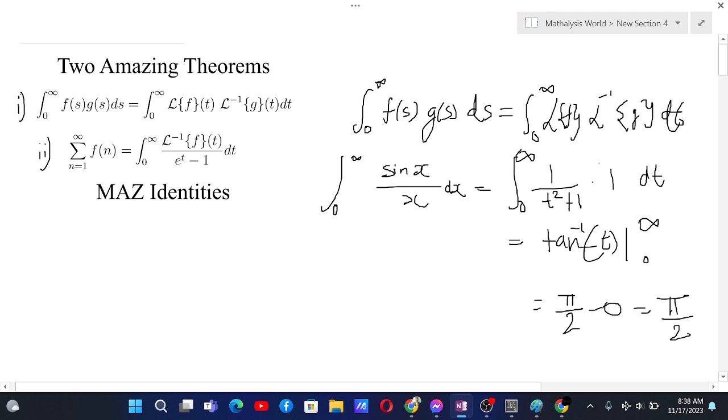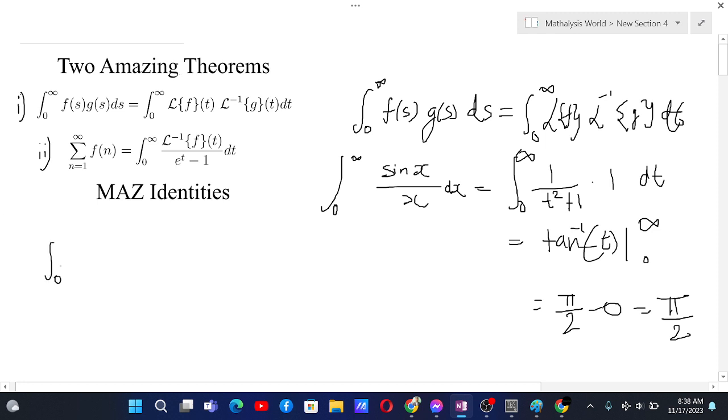If we do not have this Math identity in hand, this integral can be really difficult to evaluate. But the Math identity made it really, really simple. So that's why this one is a powerful theorem. Now if we have to prove this, it's not that difficult too.